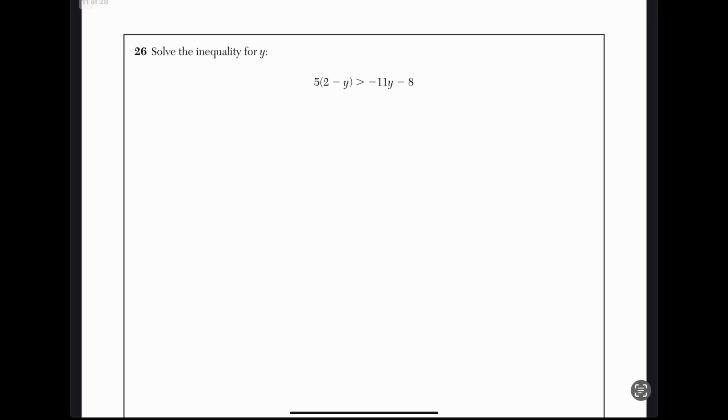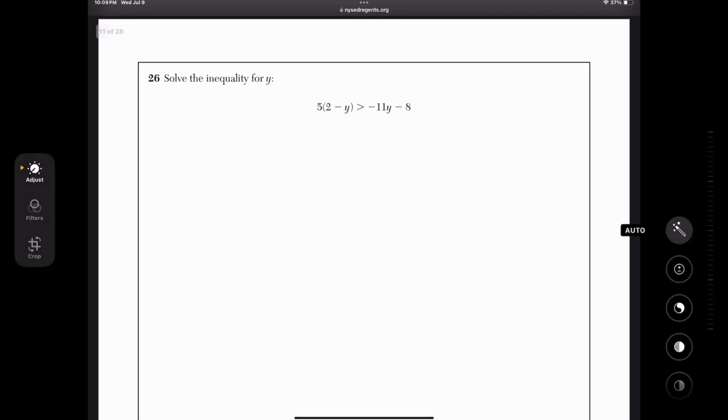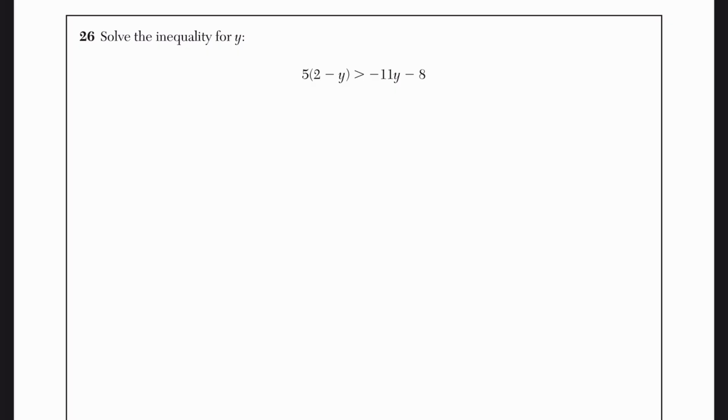Okay, so here we have an inequality with variables on both sides. My instinct is always to distribute right away.